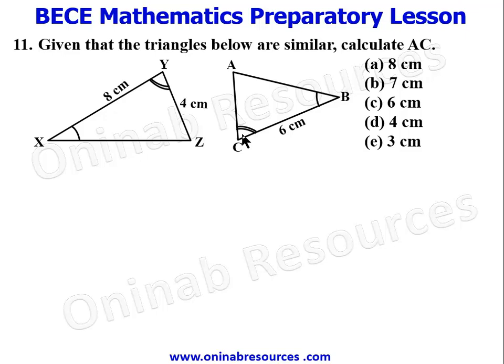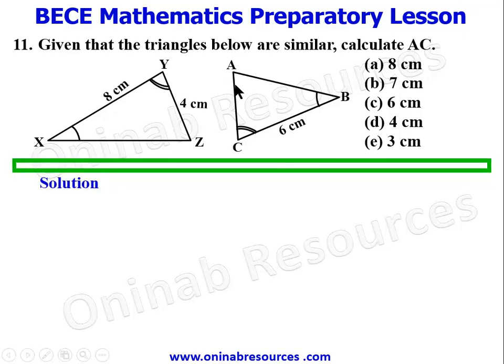The triangles below are similar triangles. We are meant to calculate AC. This is AC here. For similar triangles like this, we need to state these triangles in the correct order of their similarities. So we just pick one. Let's say triangle XYZ, and I'll see which ones are equal to the other.